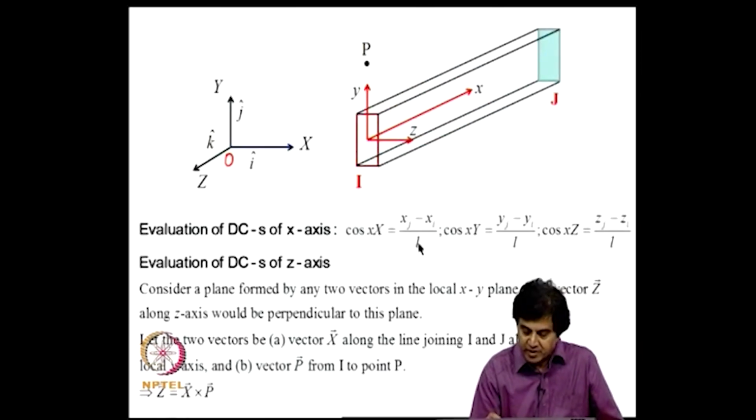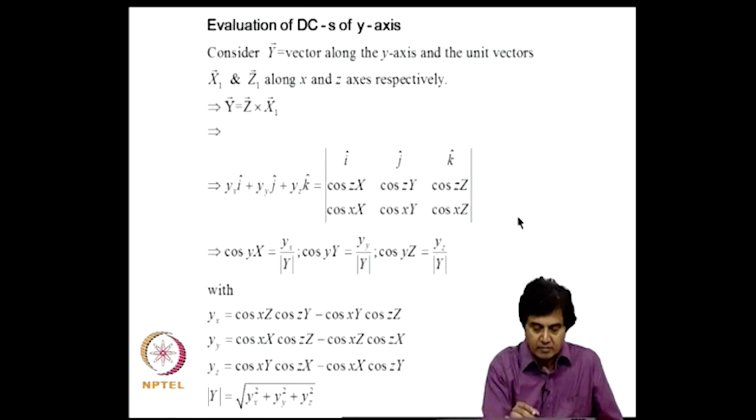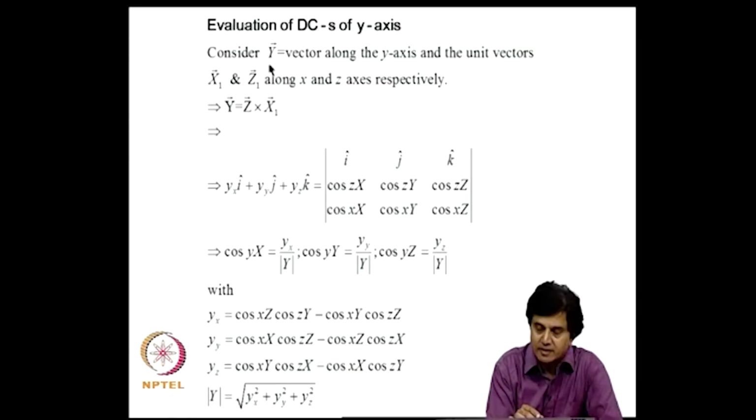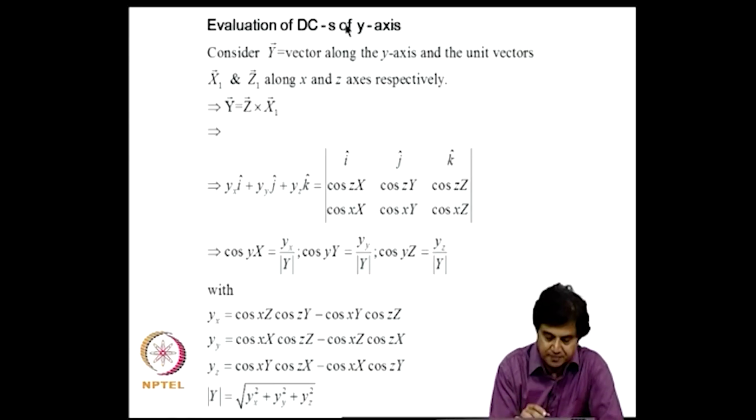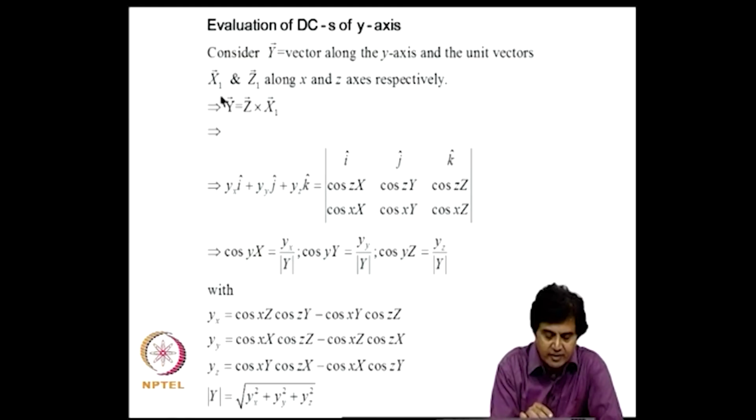So, this helps us to find cos z x, cos z y and cos z z. So, cos x x, x y and x z have been determined. What remains now is the direction cosine of the vector along the y axis. So, let y be a vector along the y axis, and the unit vectors x 1 and z 1 along the x and z axes respectively. Clearly, y is a cross product of z and x 1. Now, if I write that for y, I will write these components and the right hand side is the cross product. All these cosines are known because we have already determined these quantities in the previous steps.